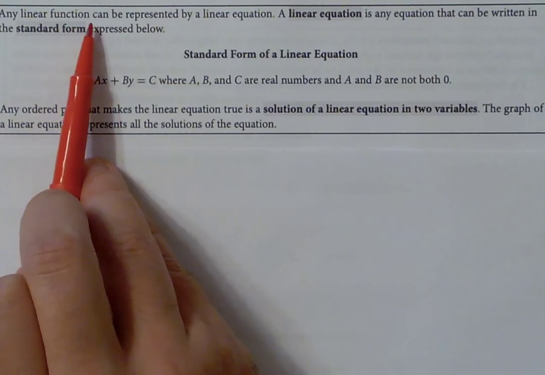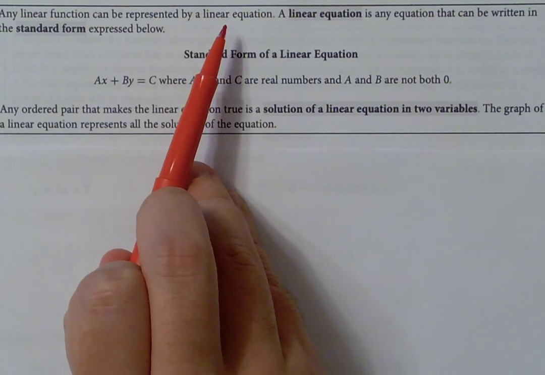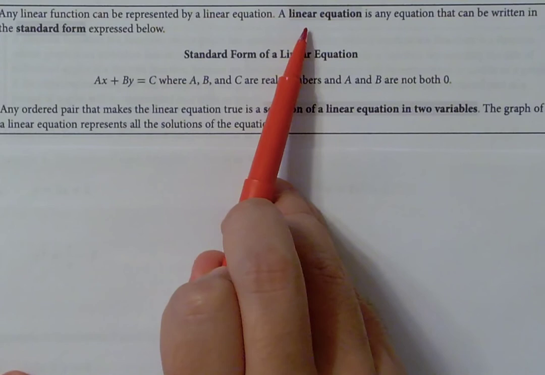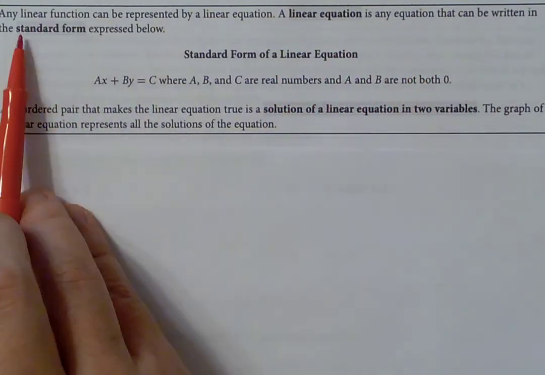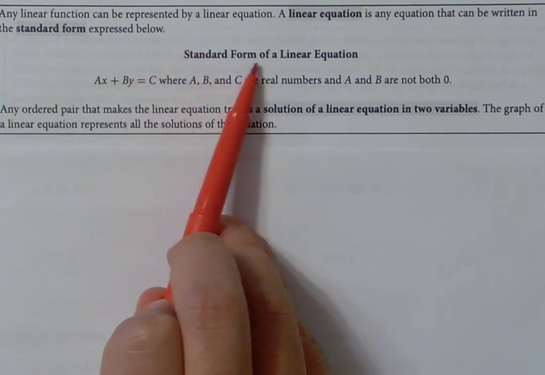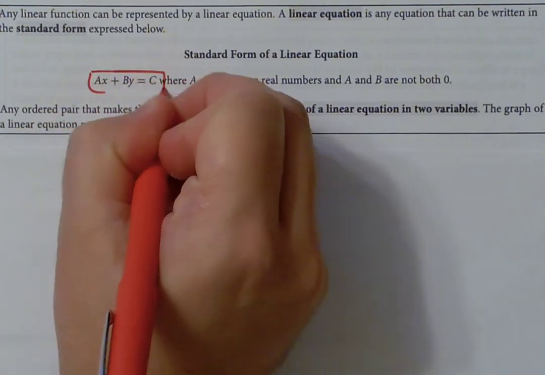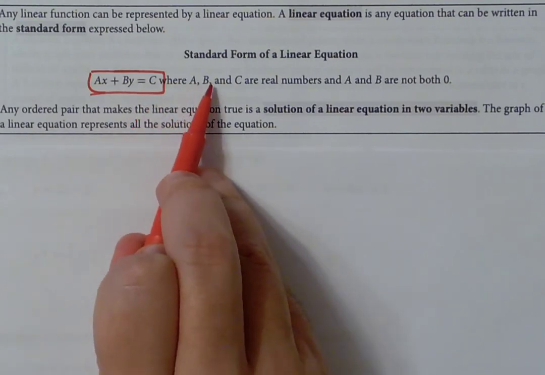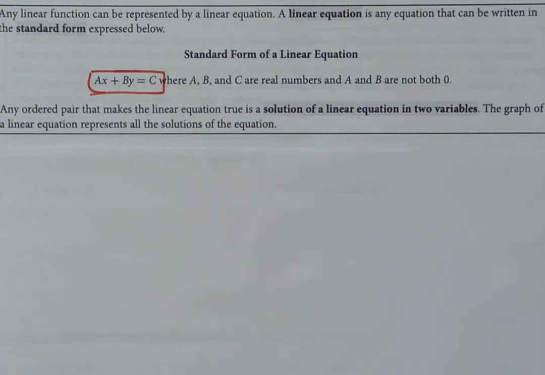Any linear function can be represented by a linear equation. So it means any graph that is a line can be represented by an equation. A linear equation is any equation that can be written in the standard form expressed below. So the standard form of a linear equation is this right here. ax plus by equals c, where a, b, and c are real numbers, and a and b cannot both be 0.